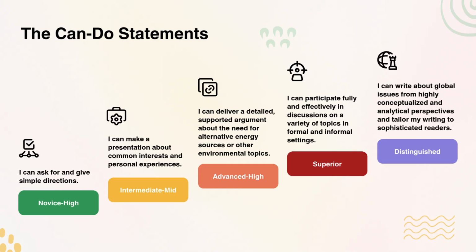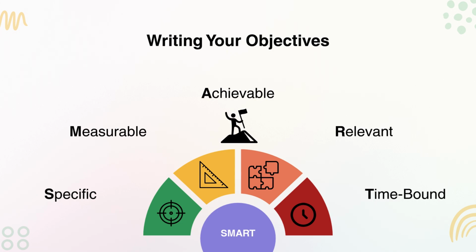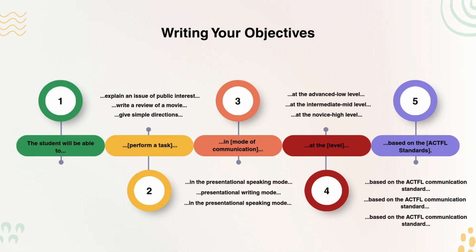Well, let's take a look at a few examples. Now, putting this all together to write an effective instructional objective. A great objective should be specific, measurable, achievable, relevant, and time bound. To apply this to our ACTFL framework, we can use this simple formula. The learner will be able to perform a task in a mode of communication at a level based on the ACTFL standards. Let's create an example using all the pieces we've discussed.